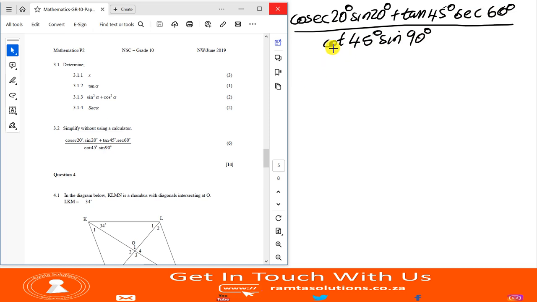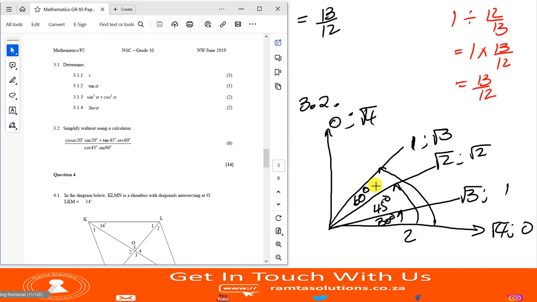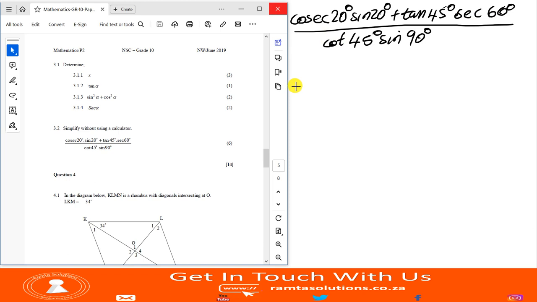So, you see, 20 degrees is not a special angle. All these angles I drew here are special angles, including your 90 and their multiples rather. Any other angle which is not a multiple of these is not a special angle. So cosec 20 is not a special angle. We know that cosec is 1 over sine, so this is 1 over sine 20 degrees multiplied by sine 20 degrees. I'm going to leave it as it is.